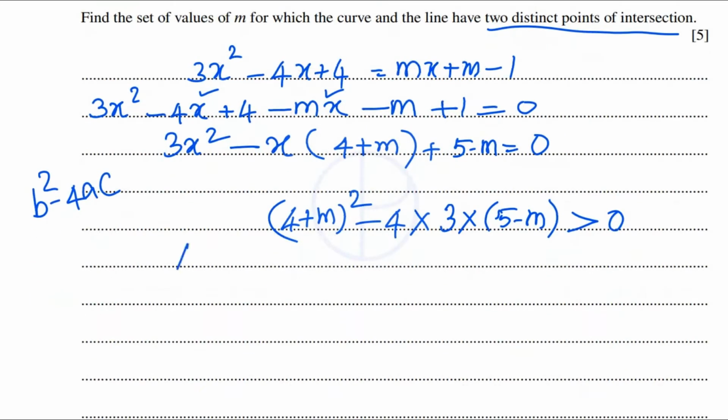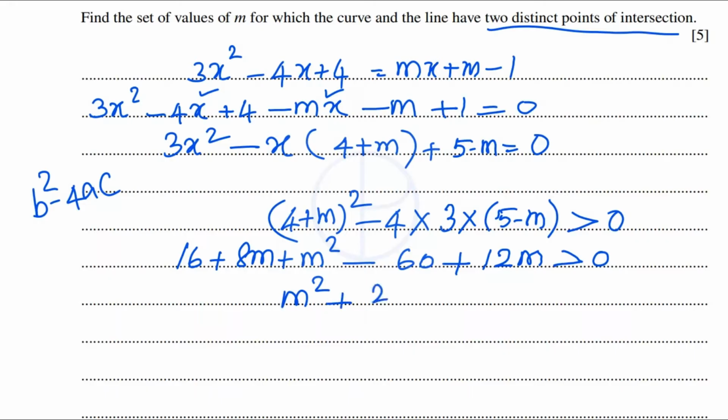Now expand the bracket. 16 plus 8m plus m square minus 4 multiplied by 3 is 12, 12 multiplied by 5 is 60, then plus 12 multiplied by m, greater than 0. Now combine the like terms. m square plus 20m minus 60 plus 16 gives negative 44. This is greater than 0.